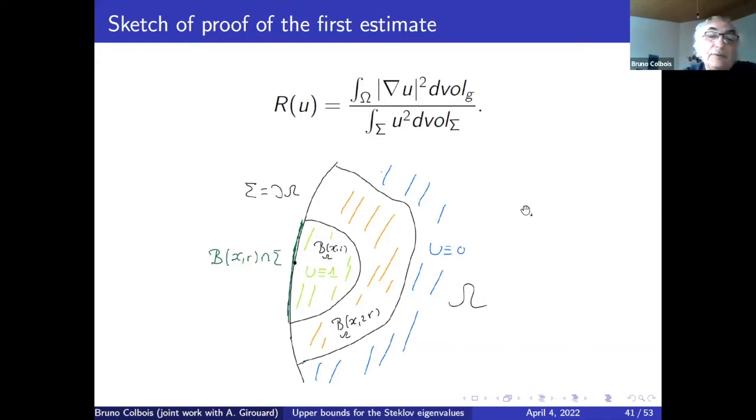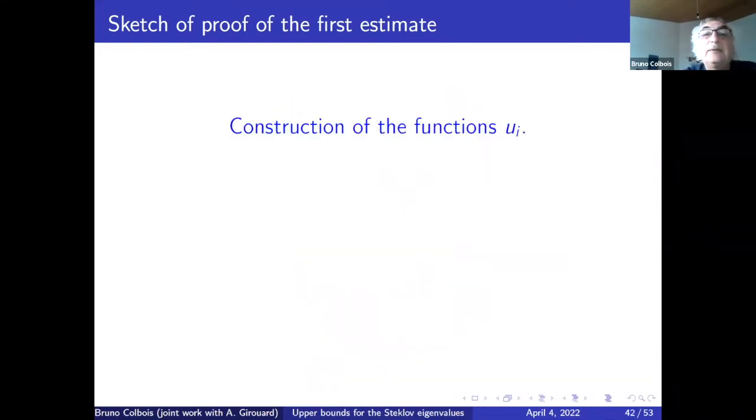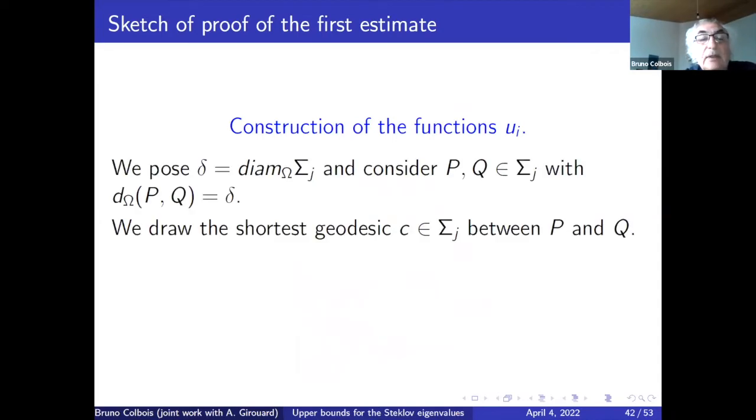So you do like this. I have to explain how to construct this function. Of course, the extrinsic diameter will play a role, so we'll introduce it. I pose delta equal to the extrinsic diameter of the connected component of the boundary that I consider.